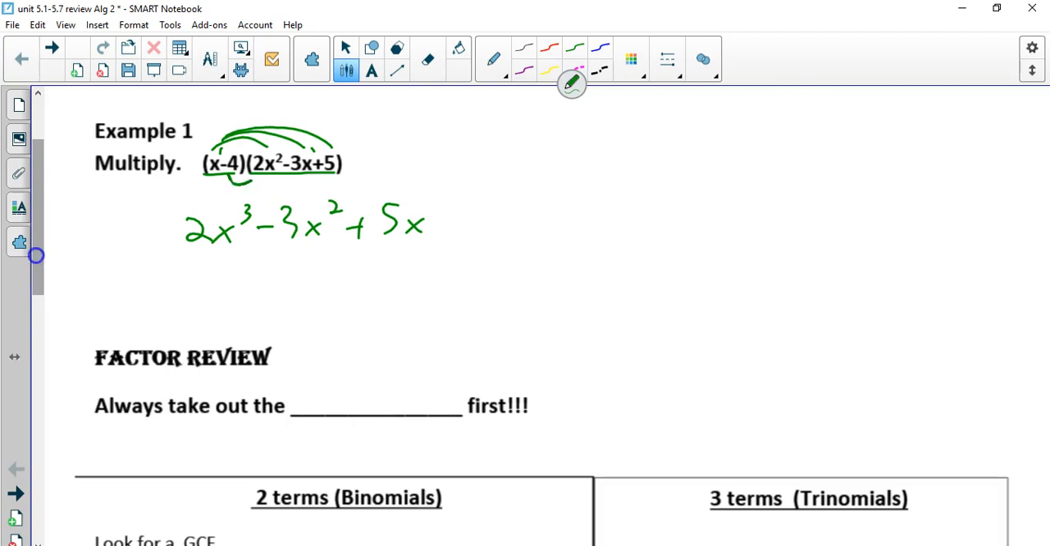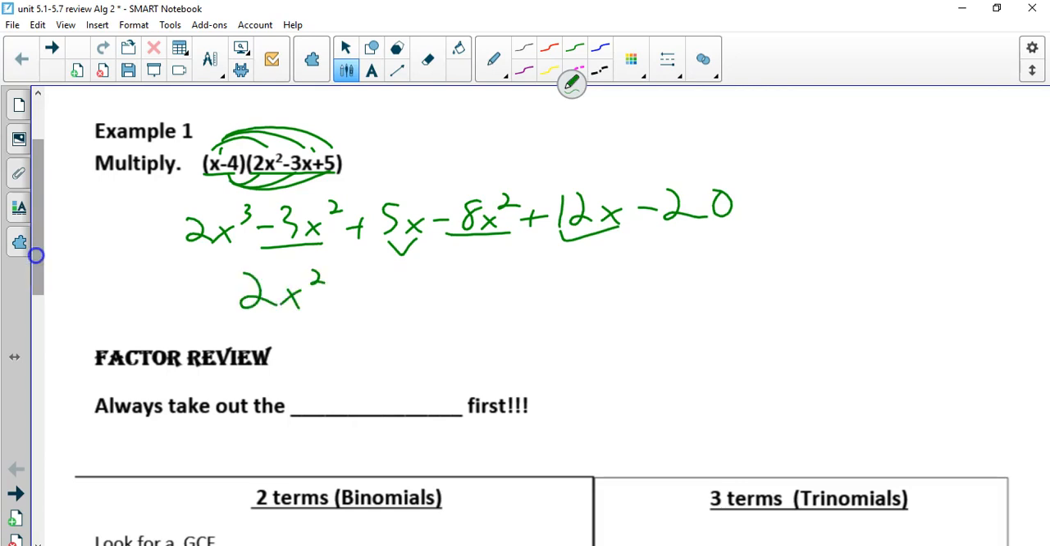But now we need to multiply the negative 4 times all 3 items. So that's going to give me negative 8x squared, positive 12x, negative 4 times negative 3, the x comes along, and then minus 20. Now we're going to combine like terms. So I like to do some kind of grouping symbols to keep track of what I'm putting together. So 2x cubed is going to be by itself.